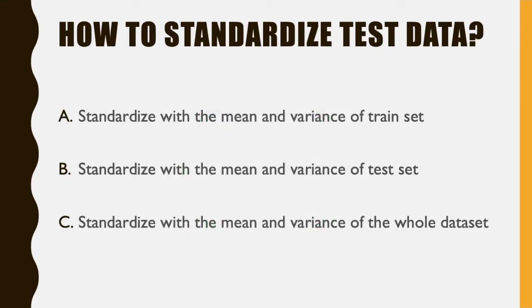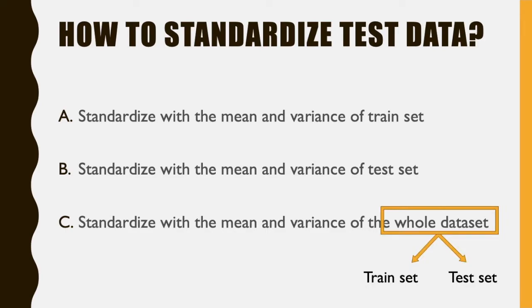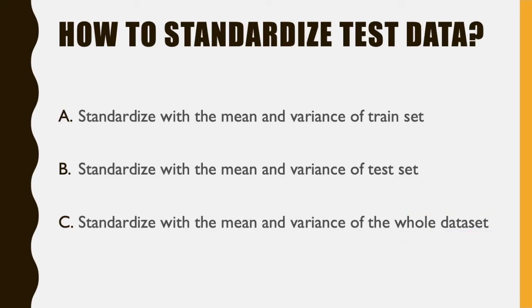Both option B and C involve the test data. For option B, it is obvious. For option C, the whole dataset includes both the train set and the test set. So, some information of the test data is contained in the mean and standard deviation of the whole dataset. Therefore, the correct answer is A.